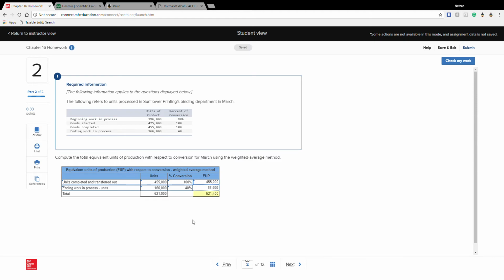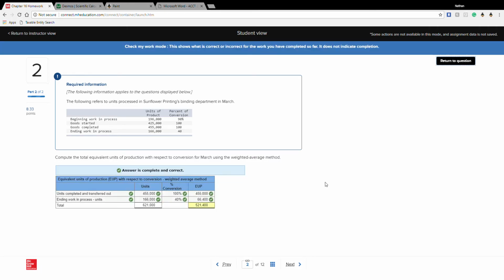Alright, so our total equivalent units that could have been completed would have been 521,400. Out of this, our ending conversion wise should have been 66,400 that could have been completed out of the 166 that were there if we just focused on those. Again, everything's correct, and you just have to multiply. Nothing too extremely tough right here. This is a step-by-step process that always happens when we're looking at equivalent units.